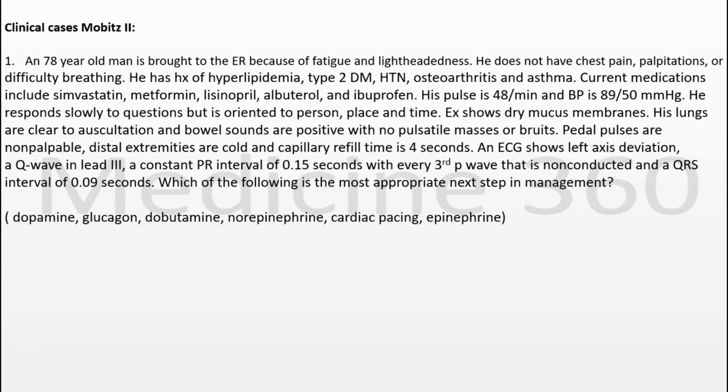Examination shows dry mucous membranes. His lungs are clear to auscultation and bowel sounds are positive with no pulsatile masses or bruits. Pedal pulses are non-palpable and extremities are cold. Capillary refill time is 4 seconds. ECG shows left axis deviation and Q wave in lead 3, a constant PR interval of 0.15 second, with every third P wave non-conducting, and QRS complex interval of 0.09 second. Which of the following is the most appropriate next step in management? First, we do the diagnosis, then we will see what the management will be in this case.